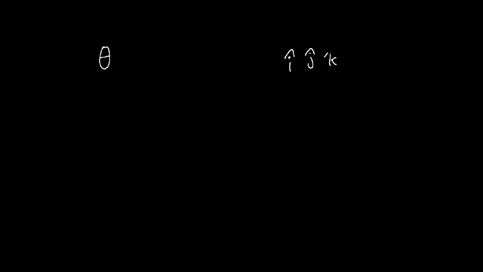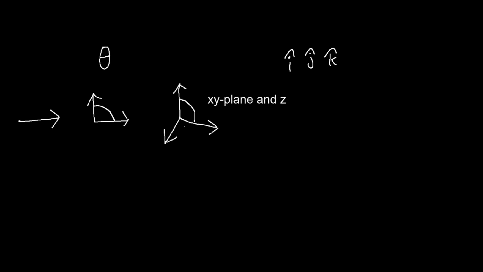For the angle, we can find it in the first dimension by seeing if the vector goes to the right, 0 degrees, or to the left, 180 degrees. For the second dimension, we can use trig functions to find the angle between x and y. And in the third dimension, we can also use trig functions to find the angle between x and y, and the angle between the xy plane and z.